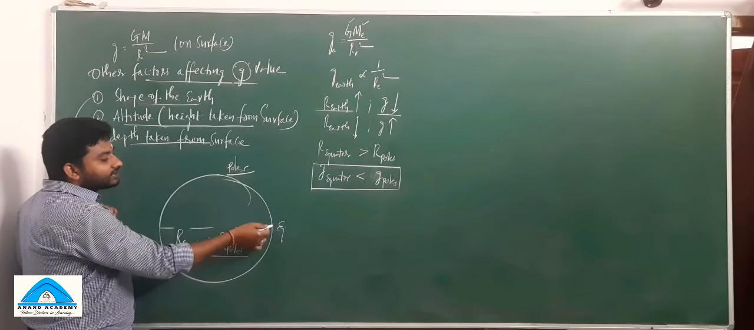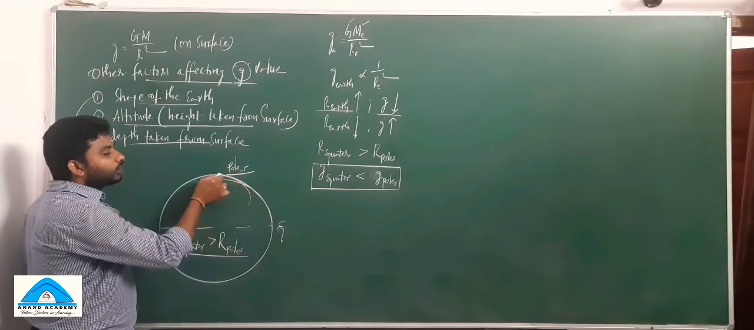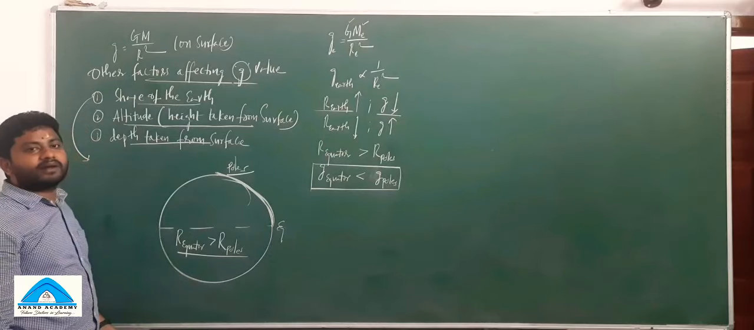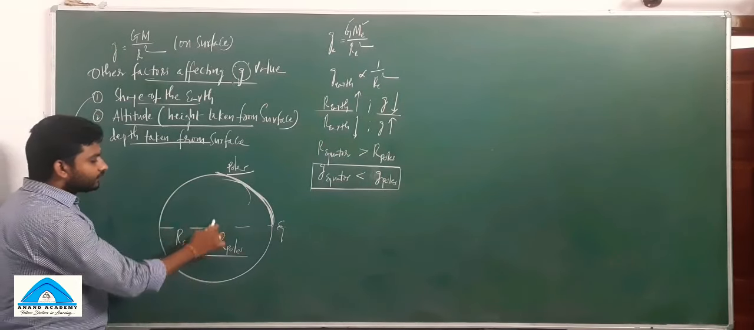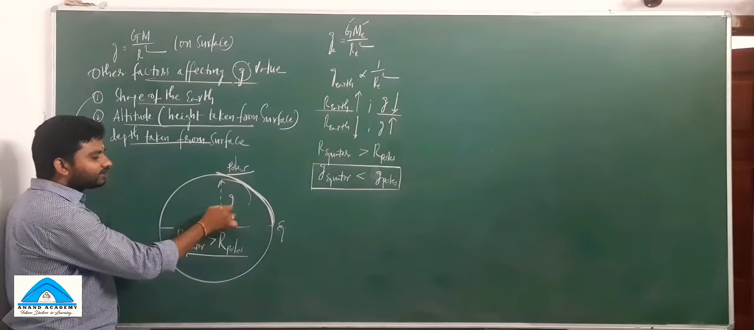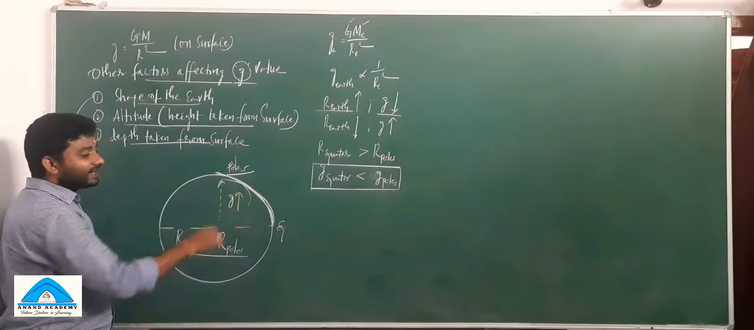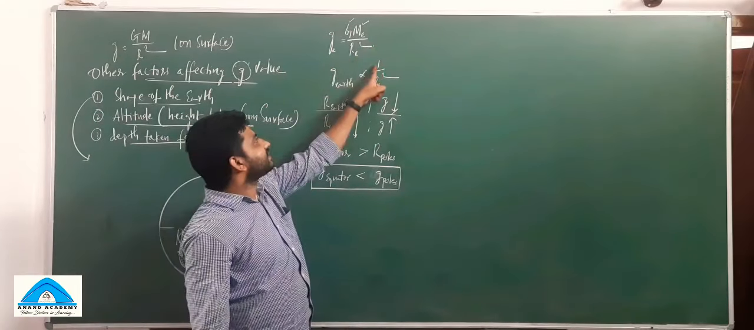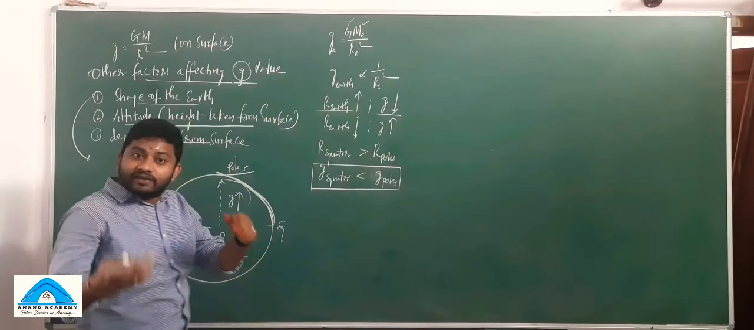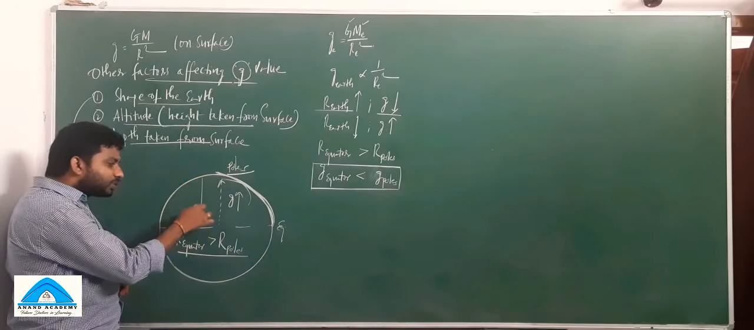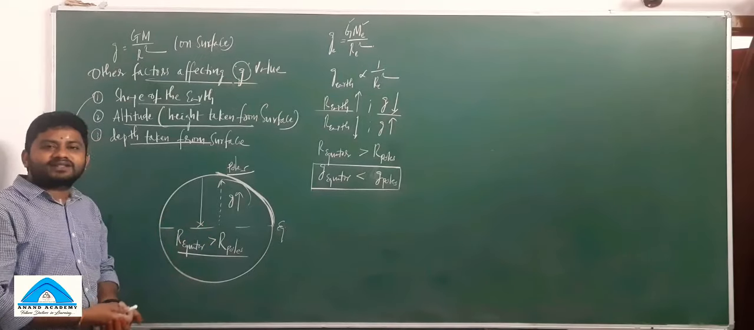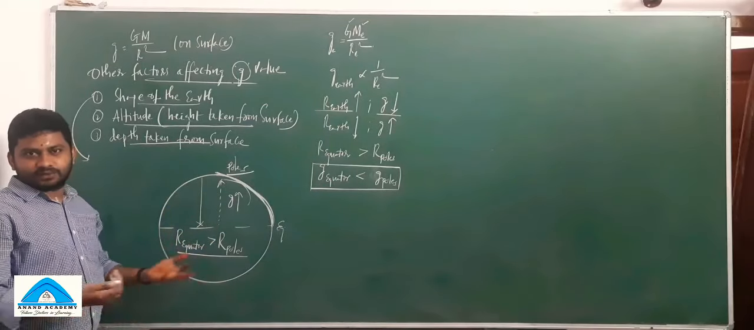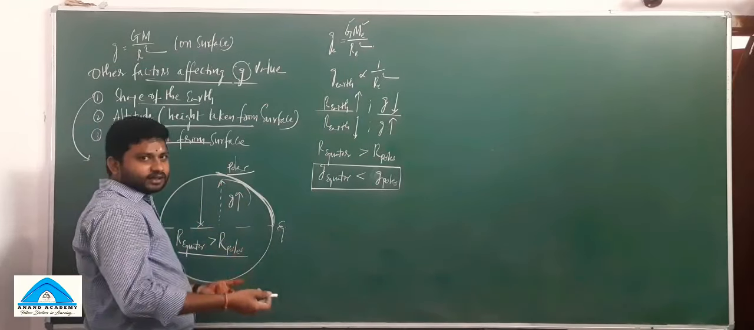as the particle is taken from the equator to the poles, acceleration due to gravity increases or decreases? So from the equator to the poles, acceleration due to gravity increases because the radius is decreasing. Are you understanding? So the radius decreases, acceleration due to gravity increases. When we are moving from the poles to the equator, what happens to acceleration due to gravity? As the radius is increasing, acceleration due to gravity decreases. So that's it. Understand? So that is the statement I'm writing here.